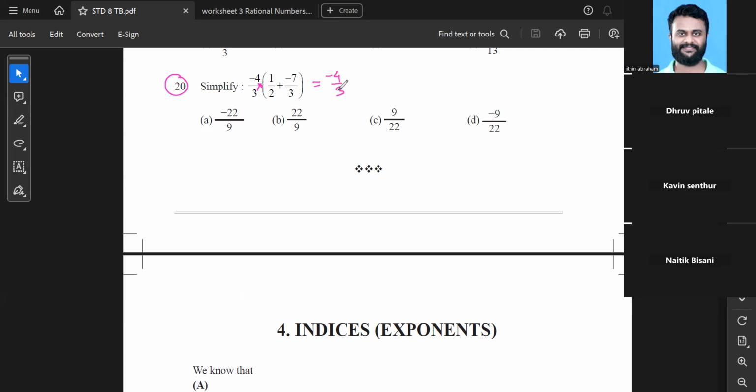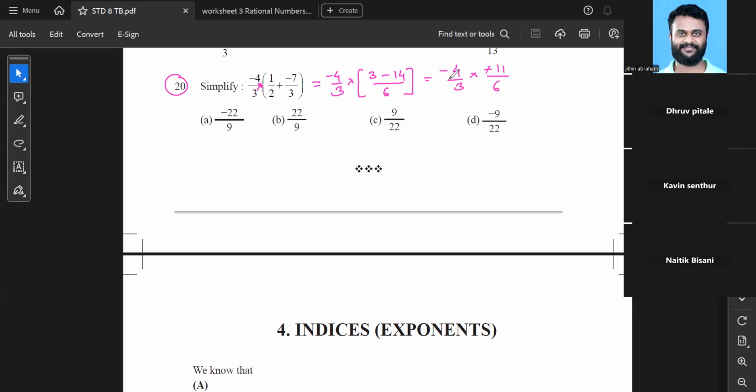So minus 4 by 3, I've just written over here, multiplied by what's inside the bracket. When I take LCM, it's basically 3, and 2 into 7 is 14. Plus and minus combines to give you minus. So 3 minus 14 in the numerator, and in the denominator, 3 into 2 gives you 6. Now, 3 minus 14 gives you minus 11 upon 6. In the next step I'll write minus 4 by 3 multiplied by minus 11 upon 6.